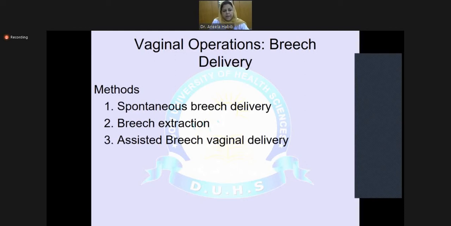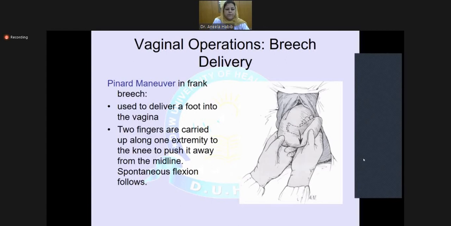This is a Pinard maneuver. These are the feet of the baby, and the buttocks are visible at the level of the introitus. You need to deliver a foot into the vagina. Two fingers are carried along the extremities of the knee. Look at these two fingers, and this is a knee. You need to extend the leg at the knee and the hip joint. Push it away from the midline. Spontaneous flexion follows, and you need to deliver one leg.